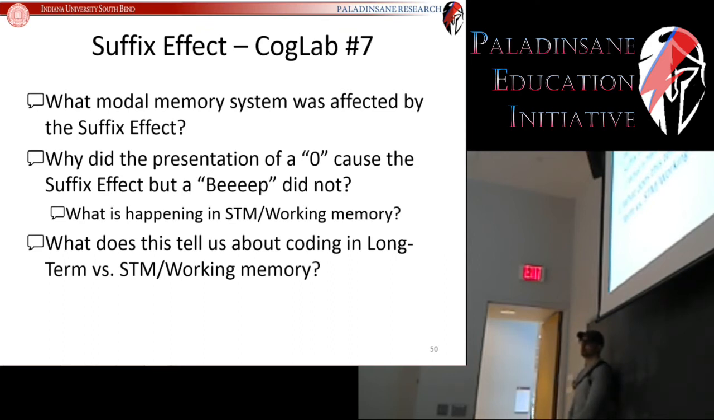Well, let me give you a hint. What kind of information can make it into working memory? Or do you have control over what type of information makes it into working memory?